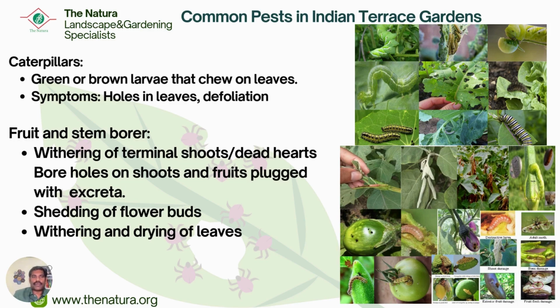Holes in leaves, defoliation. And fruit and stem borer is the major issue, especially for fruit-bearing plants like tomatoes, brinjals, and even many other terrace gardening plants. See, withering of terminal shoots. Terminal shoots mean the shoots will get damaged and they will start withering. Dead heads, bore holes on shoots and fruit. The fruit will be plugged with the excreta of those borers.